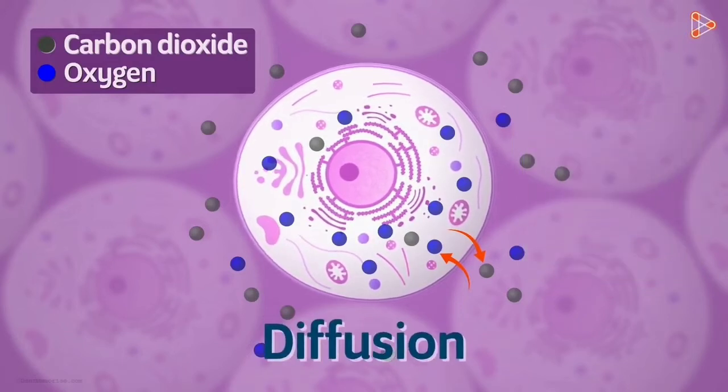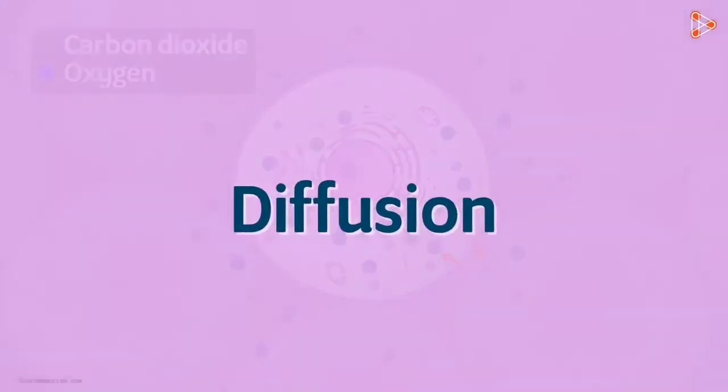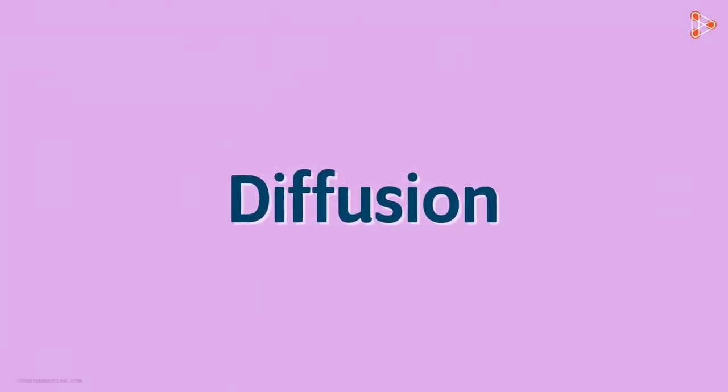Diffusion is a process by which the transportation of many substances is carried out by the plasma membrane. Diffusion is not the only process of transportation. There are other systems also. We will learn the other processes in the next video.